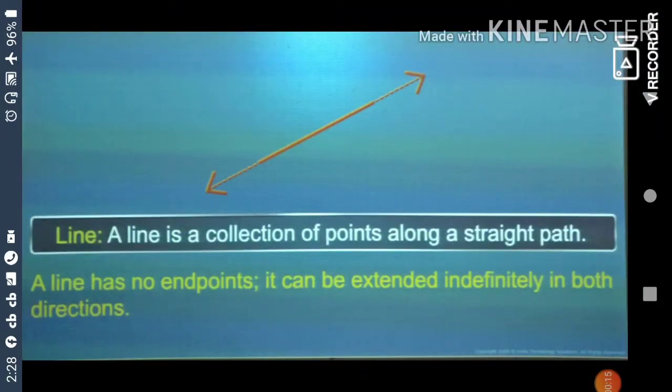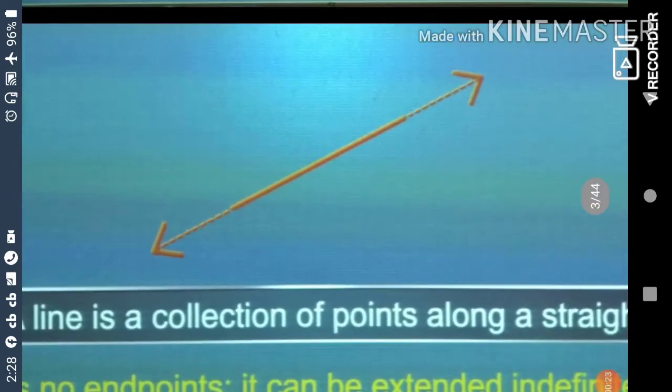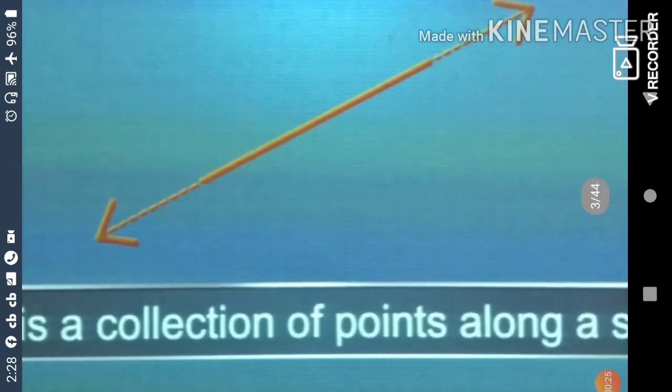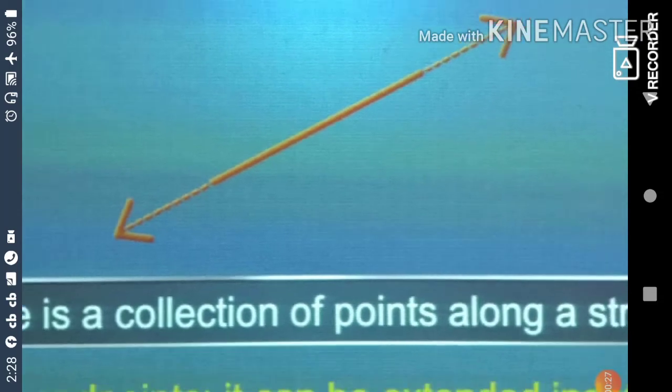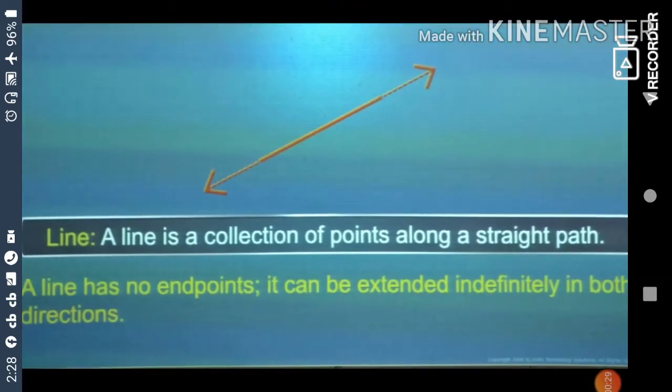So the first one is coming what? Line. A line is a collection of points along a straight path. As you can see here, this is a line. You can see small dots. If we join these dots, we get a line. And remember, a line has no endpoints.